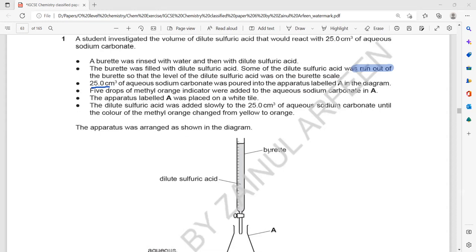It won't affect the acid concentration because we rinse with sulfuric acid. So sulfuric acid is already there and we add more sulfuric acid. So it won't affect the concentration. We rinse with the same concentration of sulfuric acid. 25 cm³ of sodium carbonate was poured into apparatus labelled A. 5 drops of methyl orange were added.